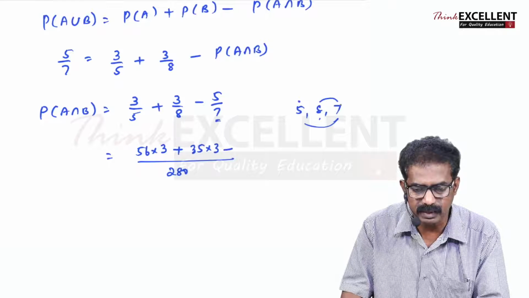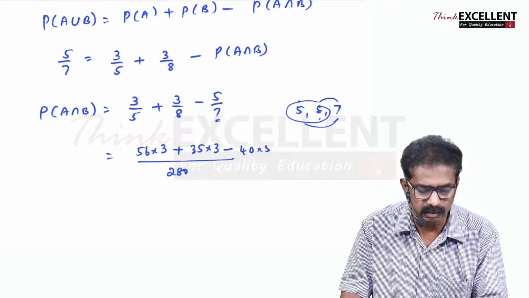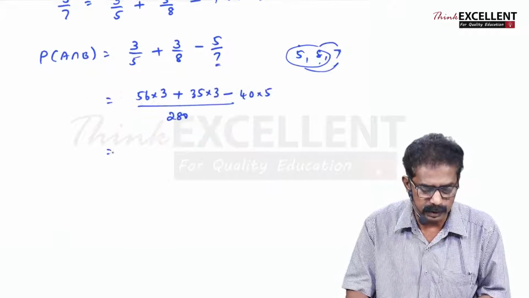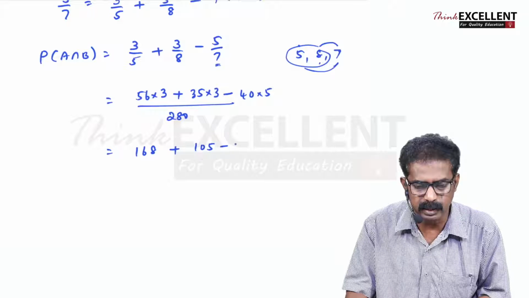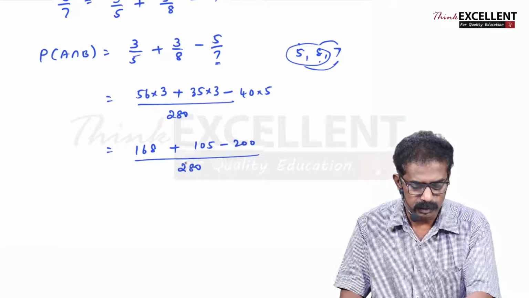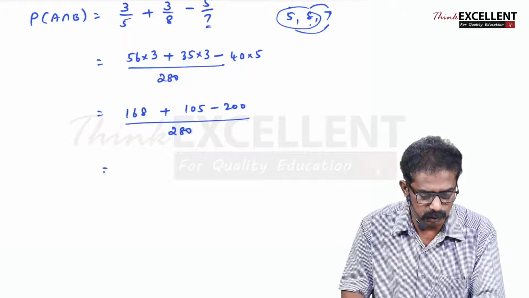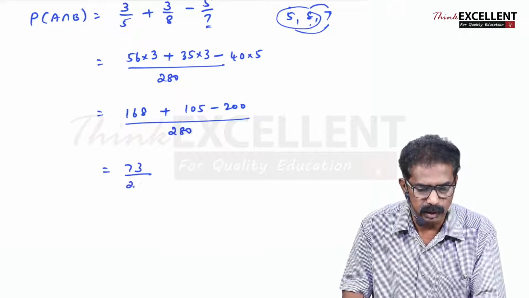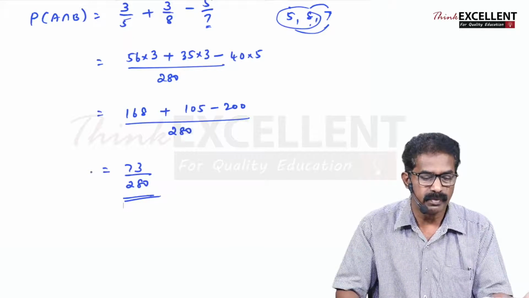Minus, here we have 7. So leave 7, take the other two: 40, right? 40 into 5. So you are getting 168 plus 105 minus 200, divided by 280. So the two values, you add them and you subtract the 200, you will be getting 73 by 280. Okay, do the calculations. You can't simplify, so you can stop here.